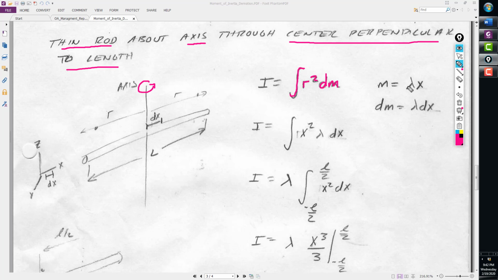Mass is going to be lambda times x. Lambda is the linear mass density times x. And so when I take dm, I'm going to get lambda dx. And that's going to substitute into here.